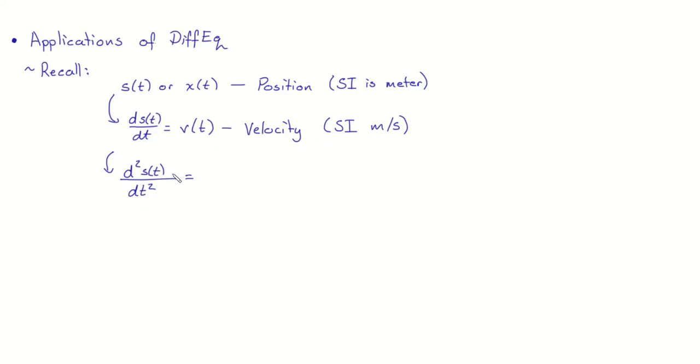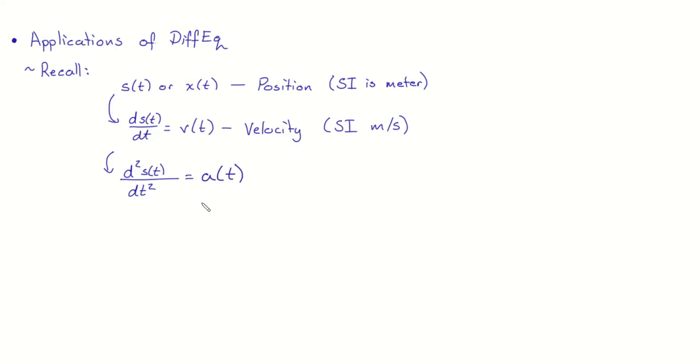What's d squared s of t dt squared? It's acceleration. Now, there's a few different ways, and I'm okay if we just write acceleration here. It doesn't bother me, but I do want to make sure that we're comfortable with this is the same thing, and I'm going to write this one in pink.